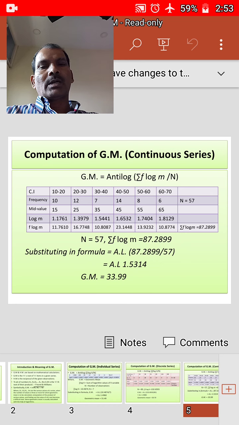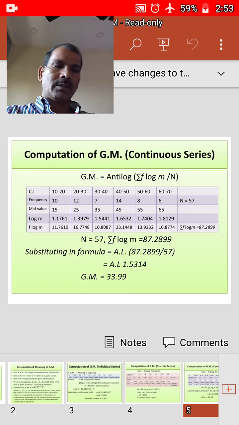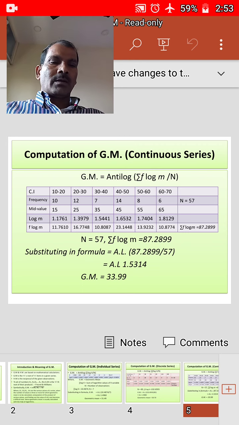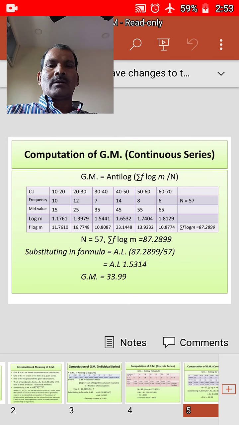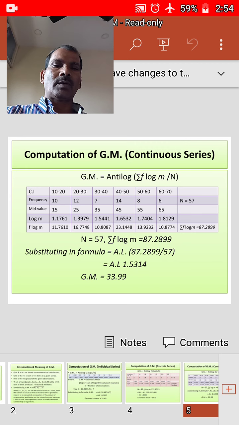Then we will consider a problem to get a comprehensive understanding of this. Class interval is given, we indicate it with CI for the purpose of clarity. The class intervals are 10-20, 20-30, 30-40, 40-50, 50-60 and 60-70. Frequencies are given as 10, 12, 7, 14, 8, 6.